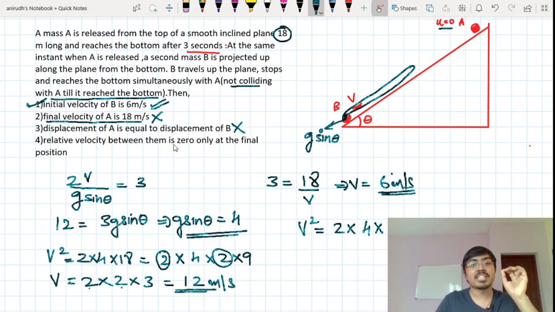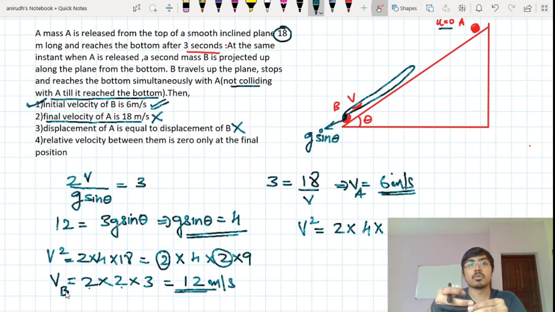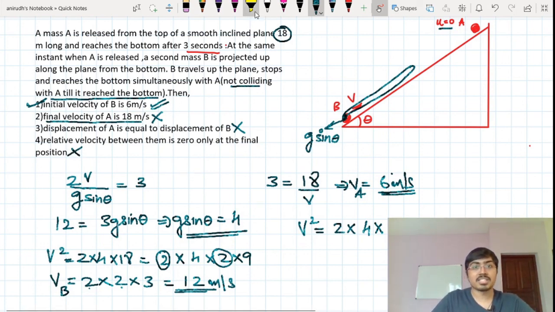Relative velocity between them is 0 only at the final position. See, at the final position what is happening? Velocity of A is 6 meter per second while velocity of B is 12 meter per second, while their directions are equal. Directions are equal but the magnitudes are different. Both are coming down. So how can the relative velocity between them be 0? If the magnitudes don't match, then their relative velocity is not 0 at the final position. So for this question, my answer will be option number 1.